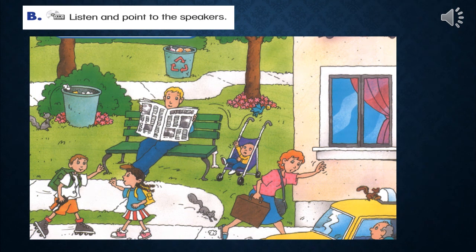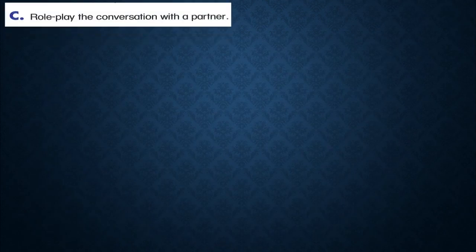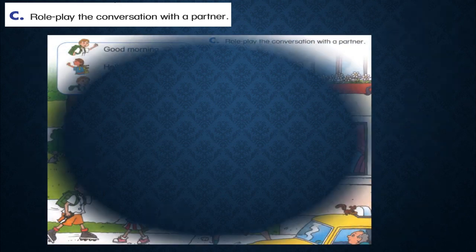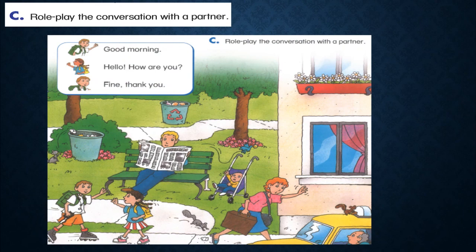Okay, now we start section C together. C. Role play the conversation with a partner. In this point, I want you to practice with your partner together and tell me what you don't understand and what you don't know. Tell me together. And I want you to play with your partner for 2 minutes. Okay, get started now.